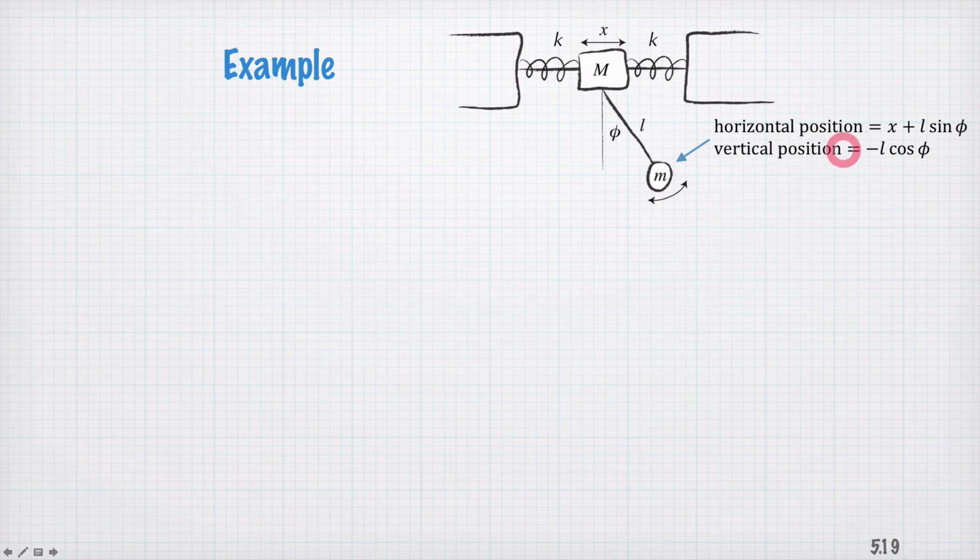So the horizontal position is L sine phi, which is the horizontal component of the swinging motion, plus x, which is the coordinate of this mass big M up here. So that's the total horizontal position. The vertical position, if we take this position up here as being the vertical position equal to 0, then the vertical position we can write as negative L cos phi. So it's at its lowest point when phi is equal to 0, and when phi approaches 90 degrees, then we get a vertical position which is 0. So these are horizontal and vertical positions of this mass. So using these, we can go forward and find the kinetic and potential energies.